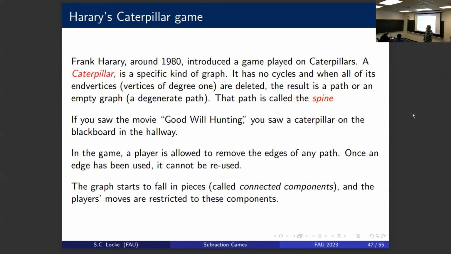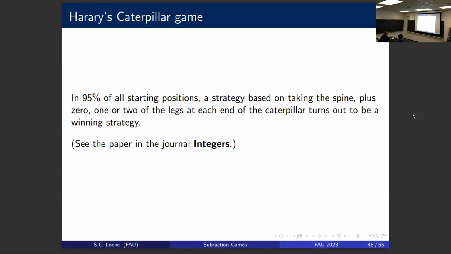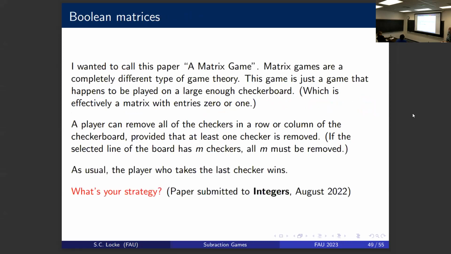When I first saw this game, I wasn't super excited with it. It was Frank Harary that specified the game, but I did write down some things about how to win it. And eventually, some friends of mine wanted a paper to write. And I said, well, how about this? We can actually win in 95% of the starting positions. That's not too bad. And the way to win is basically to take all of the spine and at the left end, either 0 or 1 edges, and at the right end, either 0 or 1 edges. That's the basic strategy. There's another strategy that goes in there. Anyway, so that one showed up.